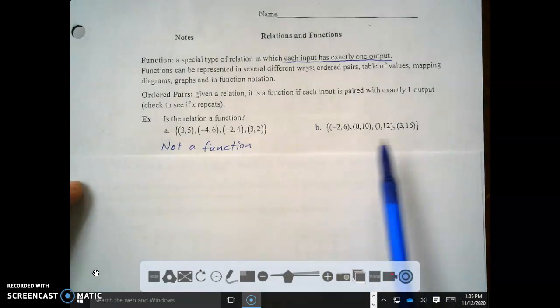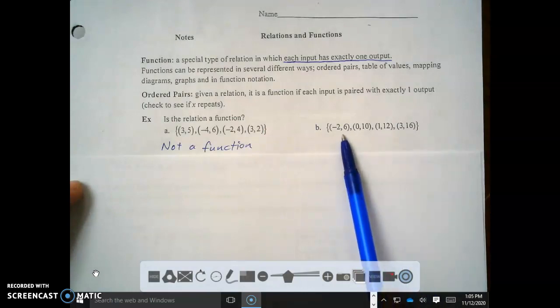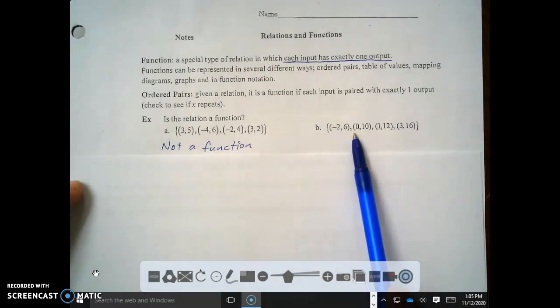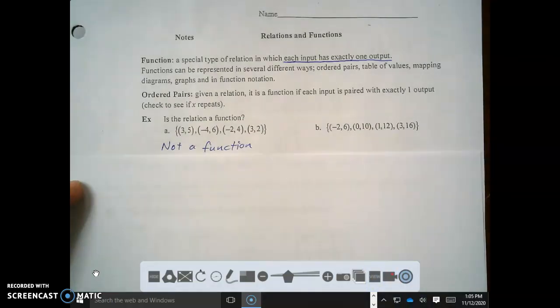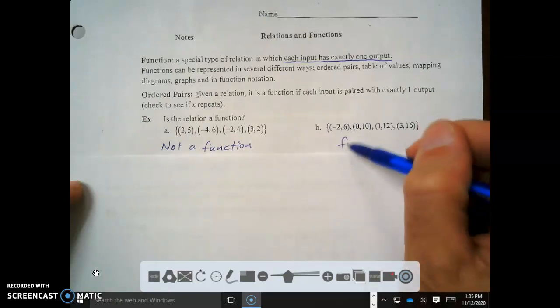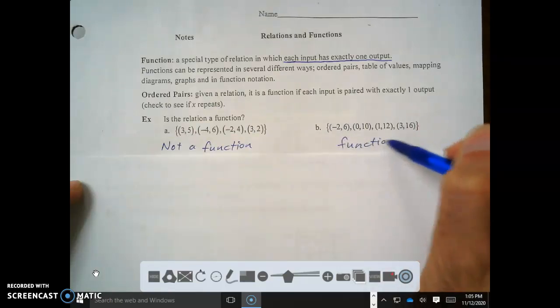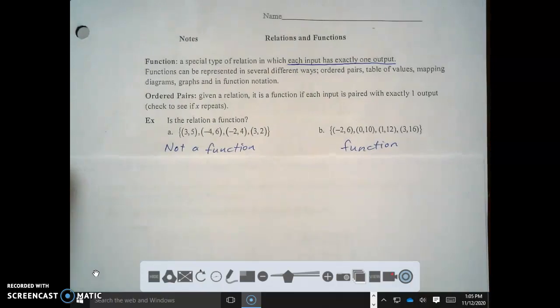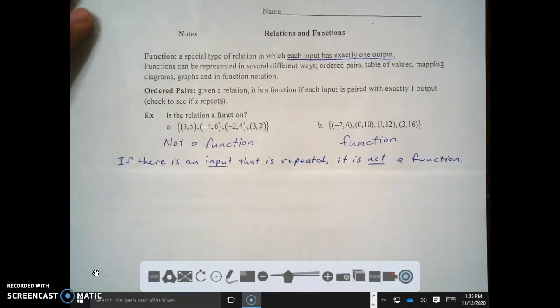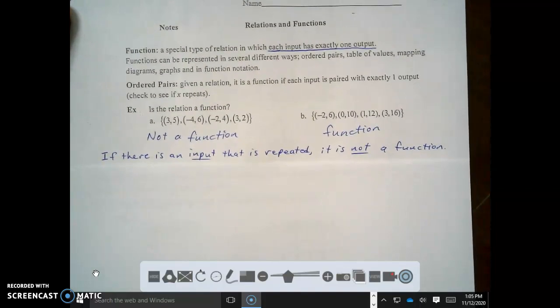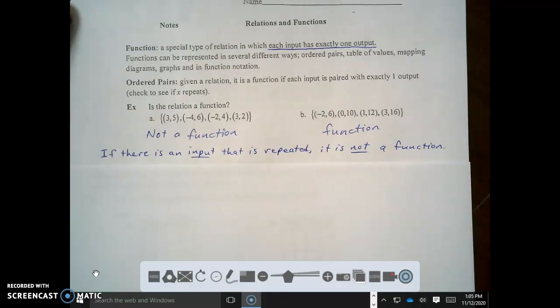Okay, now when you look at the second example, look at the inputs. That's what you will start to look at. They're all different. That means every input has exactly one output. So this relation is a function. I already have written underneath it some information for you, and I'll make these notes available. So if there is an input that is repeated, it is not a function.